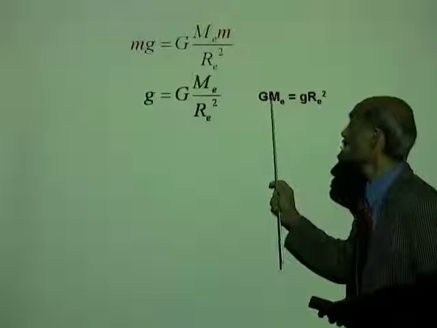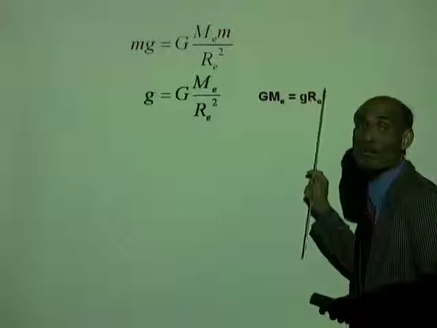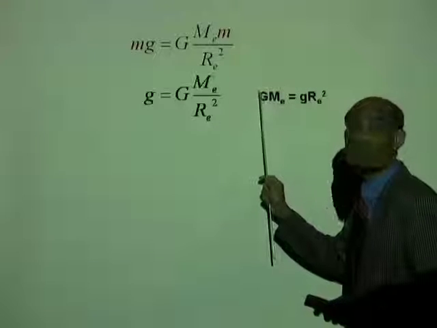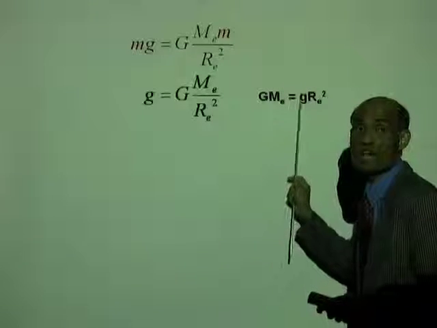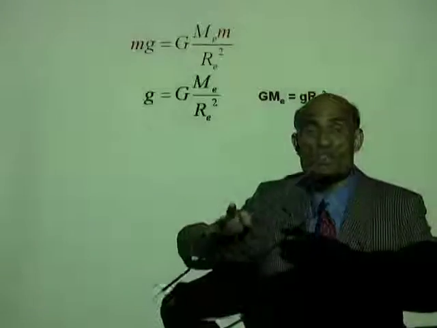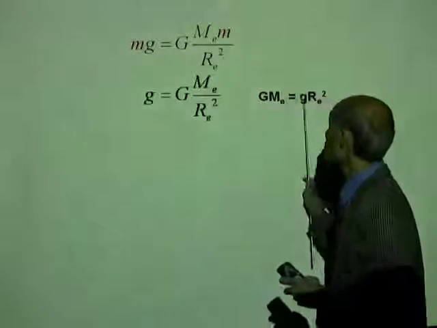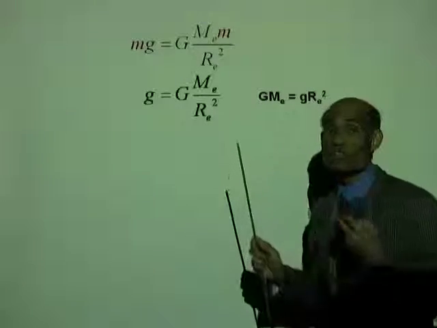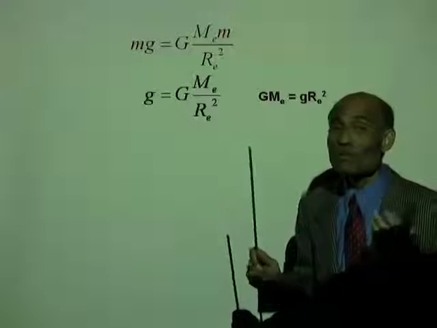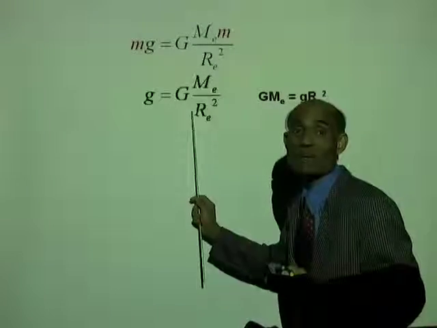Okay, now this can be written, cross multiplied, as g RE squared equals big G times ME. Big G times ME equals g RE squared. Alright, don't confuse between the big G and the small g. The big G is a constant, it doesn't change no matter where you are. But the small g is the acceleration due to gravity, which actually varies, looking at that equation.